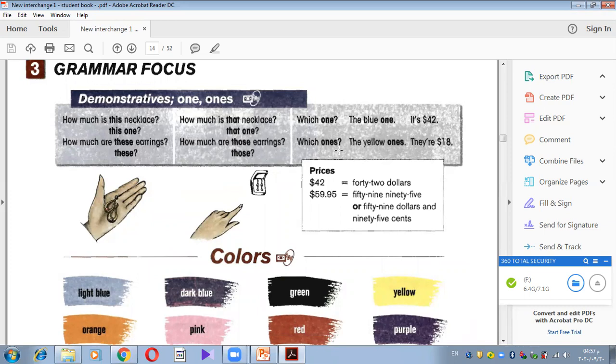Which one or which ones? The blue one, the yellow ones. It's "is" because it's a singular. They are because it's plural. Don't forget, please. How can I read the prices?